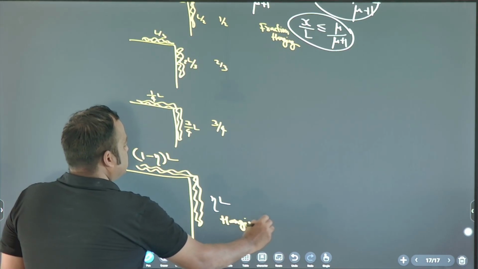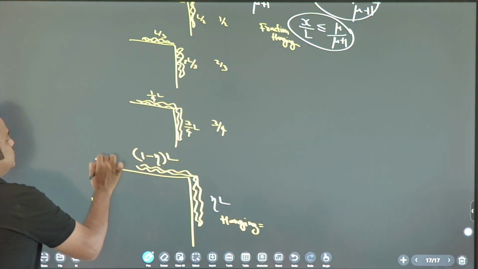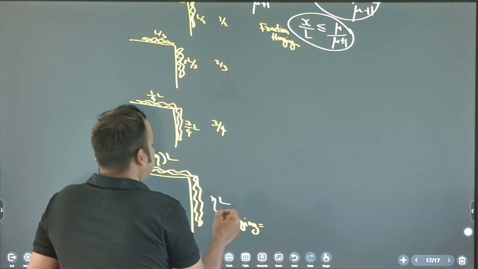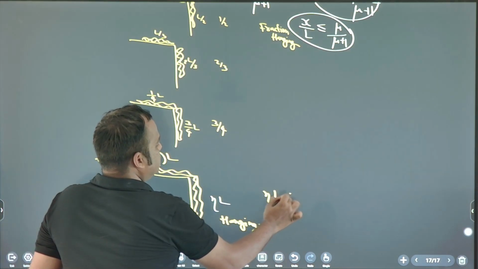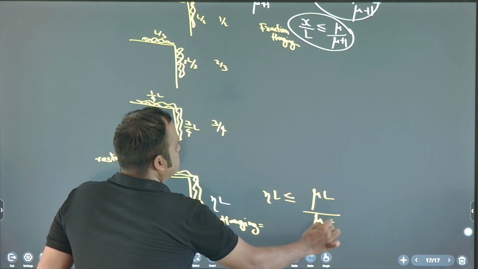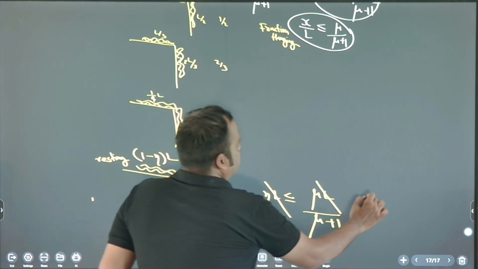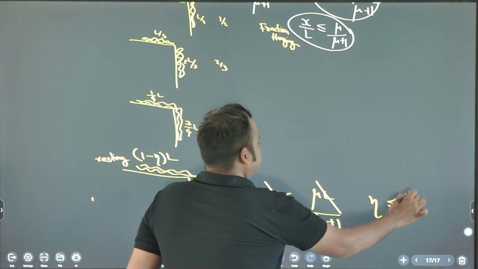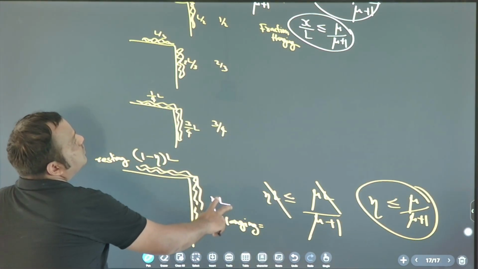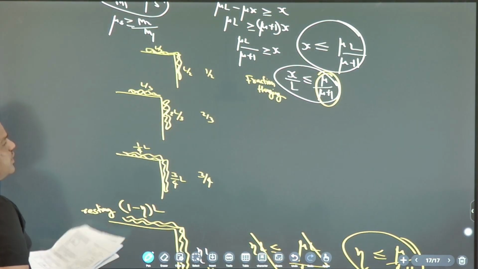Hanging is eta L. Resting is 1 minus eta L. So fraction is eta. So how will you solve this? Eta L must be less than or equal to mu L by mu plus 1. So L L cancel. So what is the formula for eta? Eta must be less than or equal to mu upon mu plus 1. Okay, so this is the formula, mu upon mu plus 1. Note down. Fraction hanging.